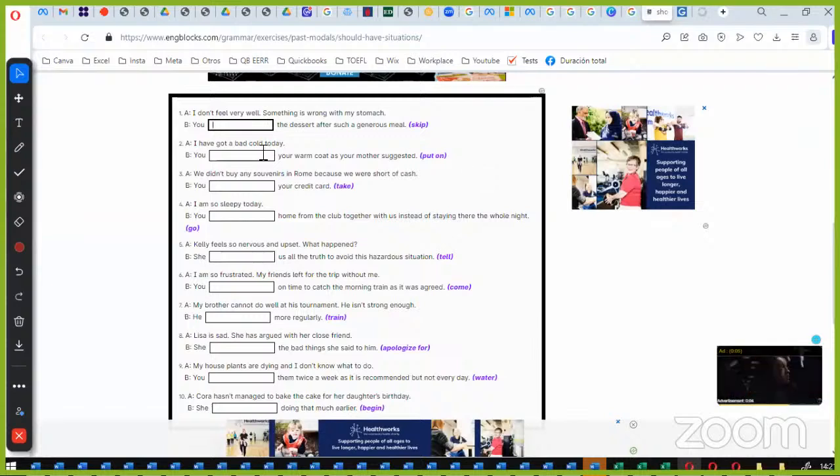Let's do this one, okay? I don't feel very well sometimes. Something is wrong with my stomach. And then you need to fill in should have and the verb that is in parentheses. Okay, let's do it orally. What would be the answer there? You should have skipped the dessert after such a generous meal. Okay, skipped, right? Great. Okay, let's go to the second one.